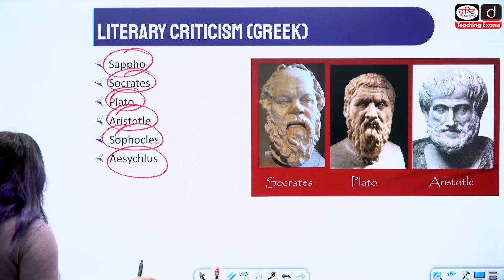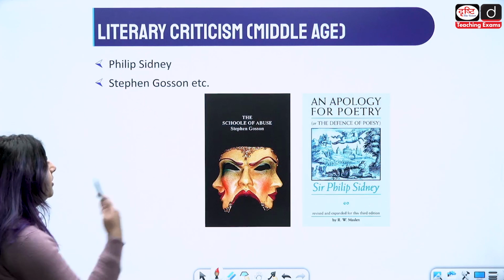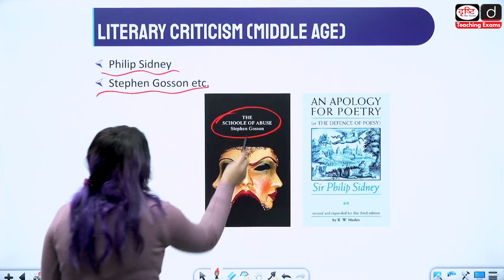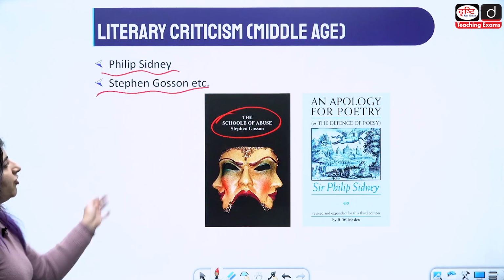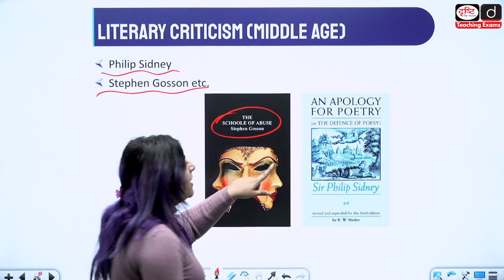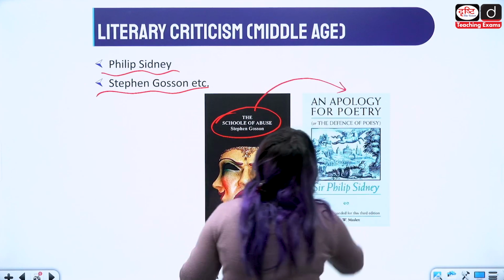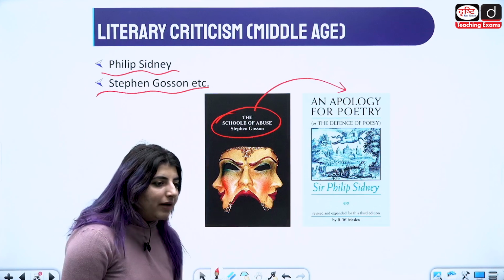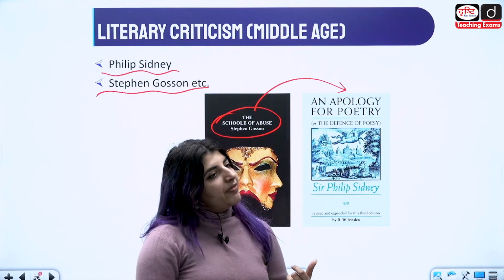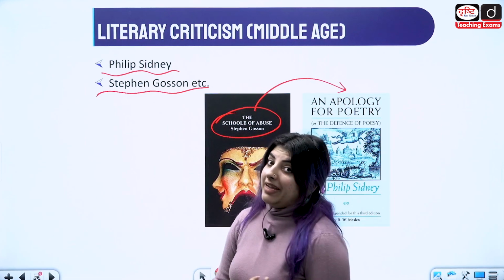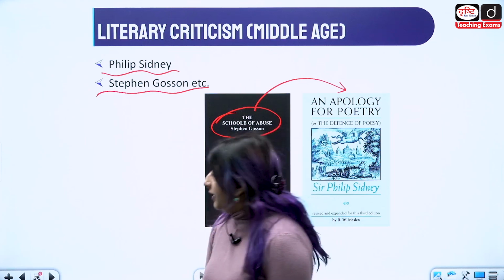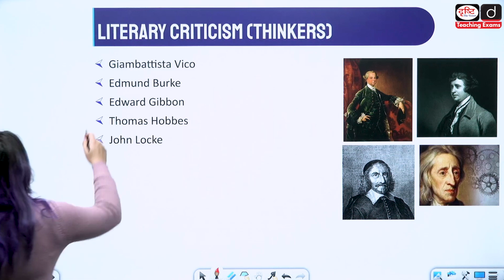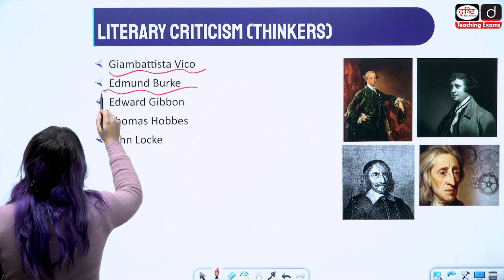Okay? Then moving forward to the Middle Ages, Philip Sidney and Stephen Gosson, who wrote the work The School of Abuse, to which Sidney replies in his work, which came to be known as An Apology for Poetry or The Defence of Poesy. Why did he reply? What was it that upset Sidney, to which he had to reply to Gosson? Correct? All these things.